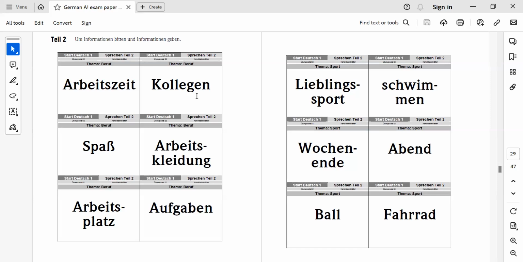So ich habe 10 Kollegen in meinem Abteilung. I have 10 colleagues in my department. So that is done. Now come to the second one, Spaß and Arbeitskleidung.